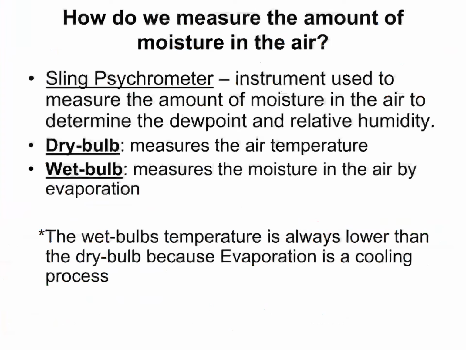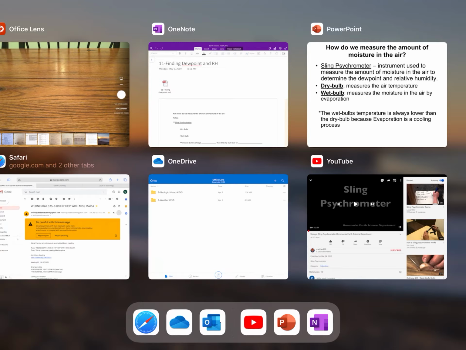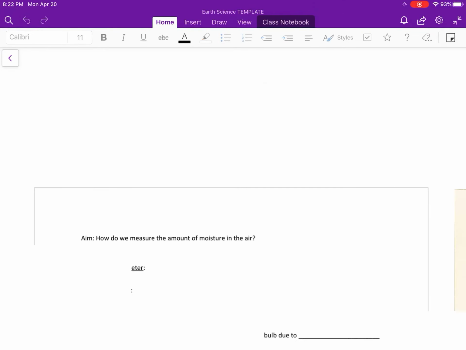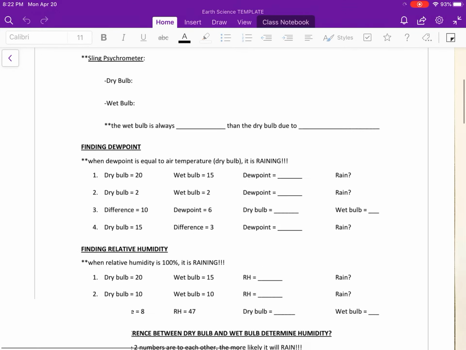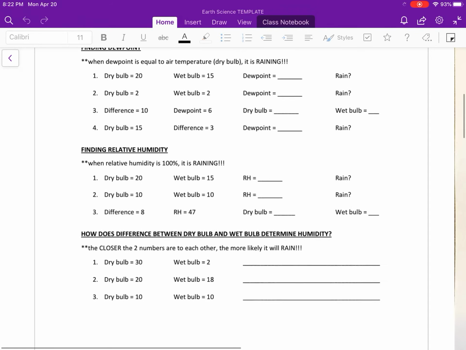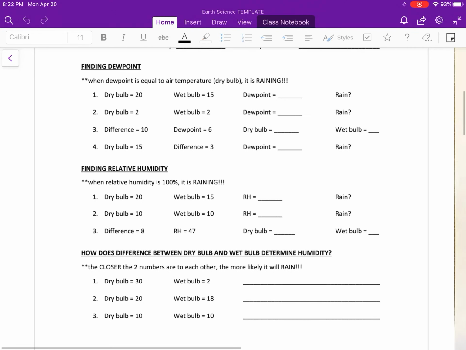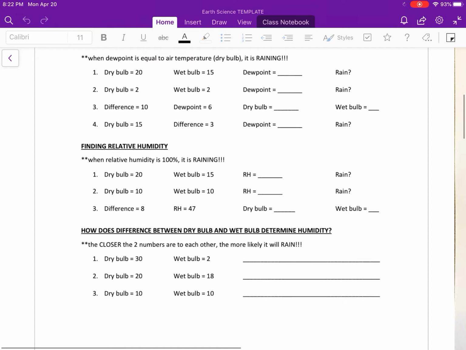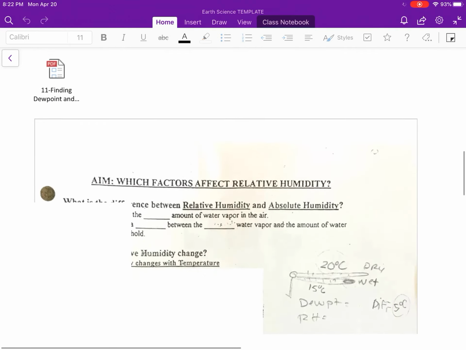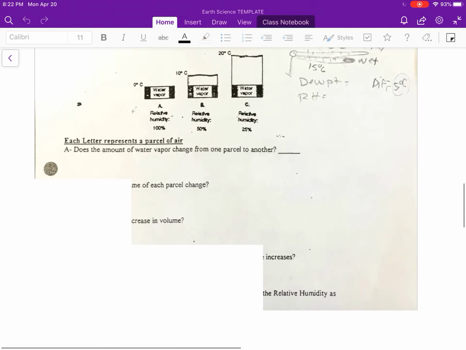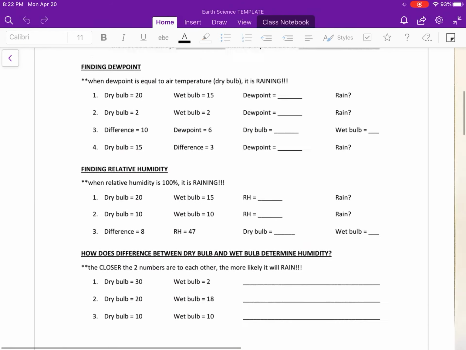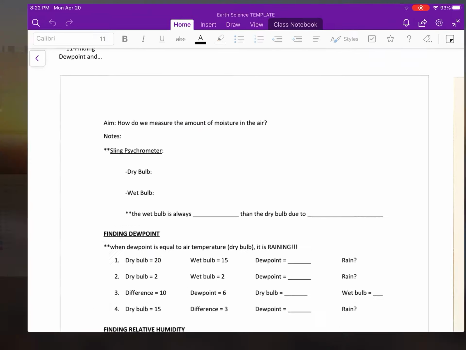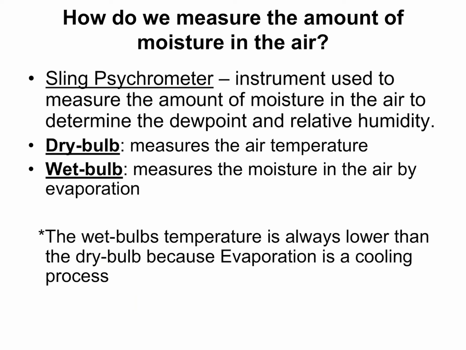Okay, so let's get into our notes. Listen, all of the stuff that we do today is going to be going right here on this page, even the practice questions that we do. All right, so you're going to go filling that in as we go, and then this is the worksheet that I want you to complete after for homework. Okay, so we're taking the notes now.